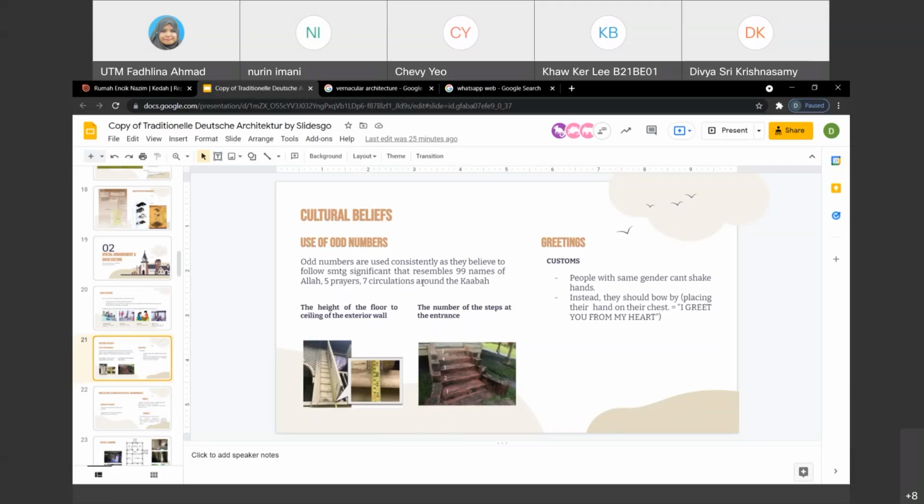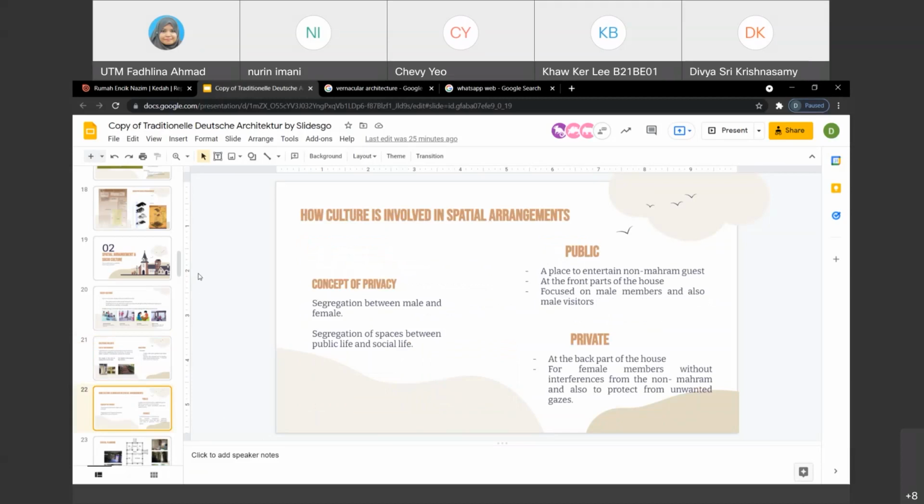And the next one is the greeting, which is a part of the customs. First of all, people of the same gender don't shake hands. Instead they should bow by placing their hand on their chest, which means I greet you from my heart.